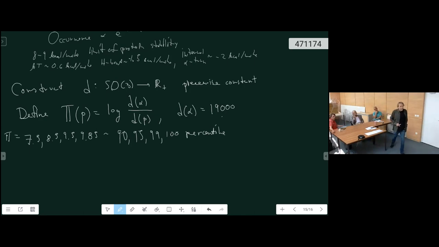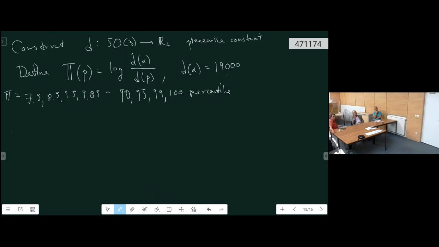But let me first make a definition that will be key for us. I'm going to say that a BHB is exotic. Is the term I'm going to use, exotic.